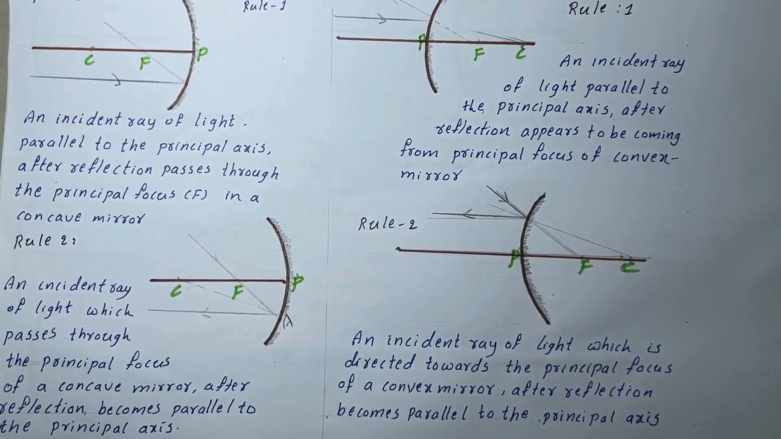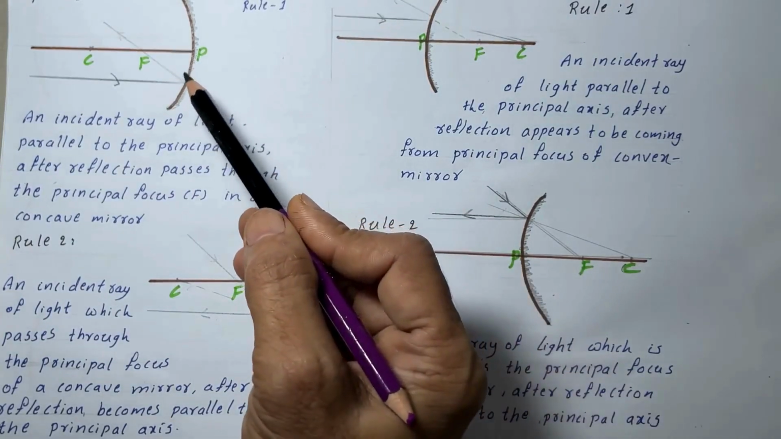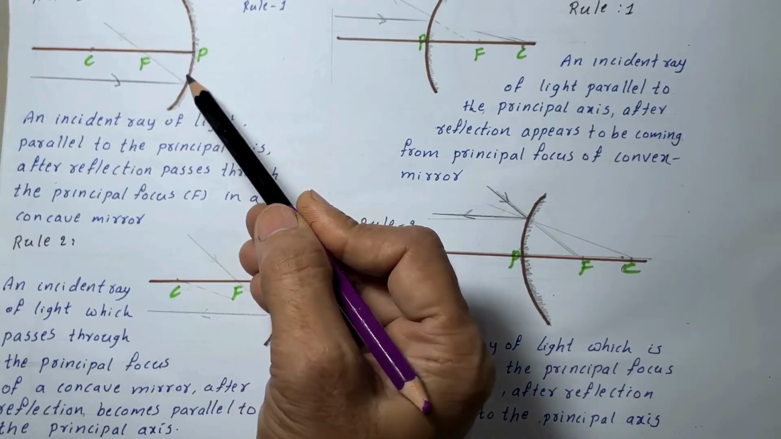Rules for formation of images by spherical mirrors. These rules help us to draw ray diagrams. Here let me see the first rule. This is a concave mirror.